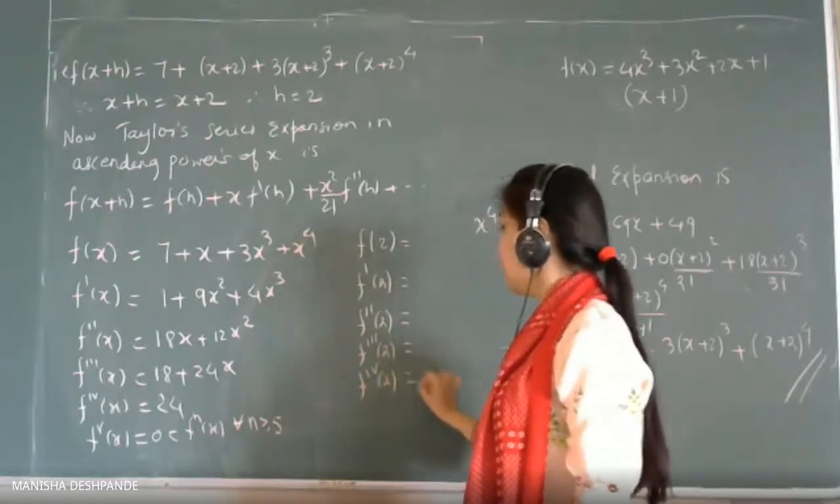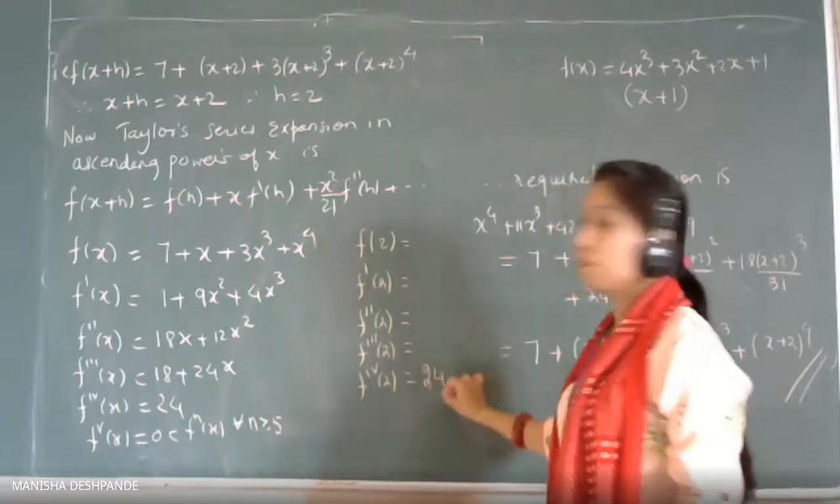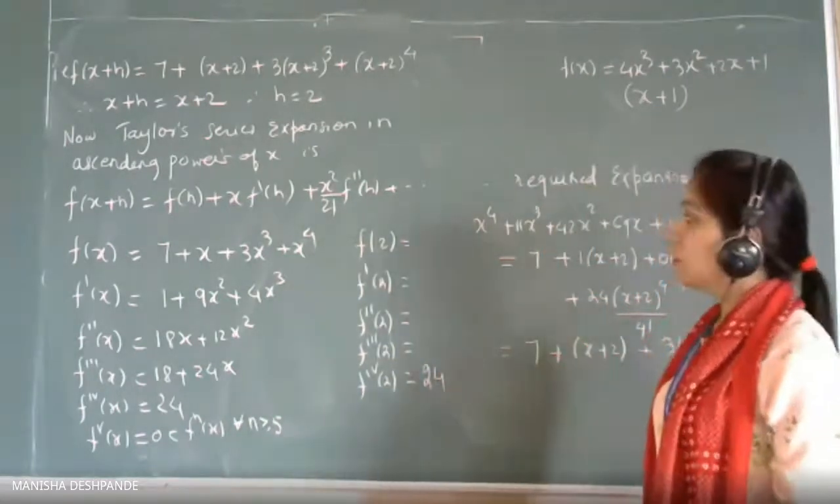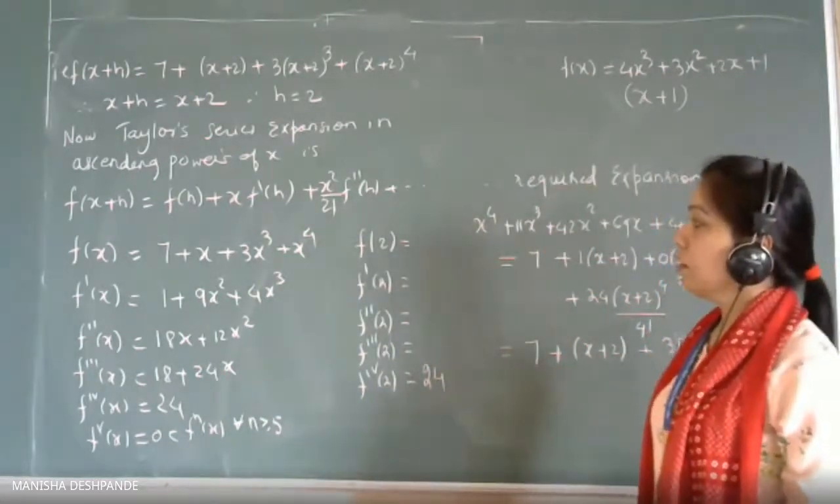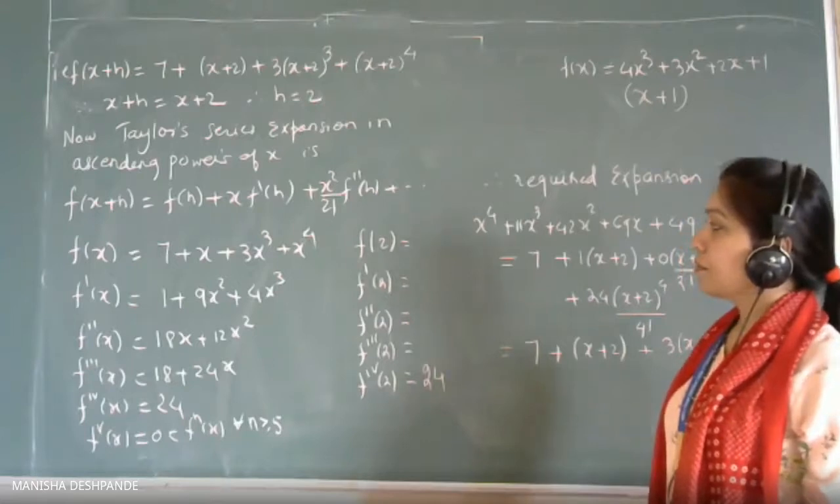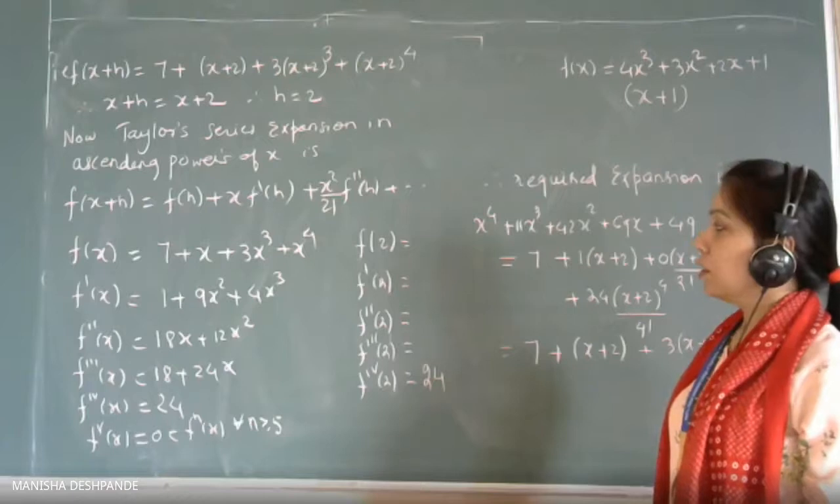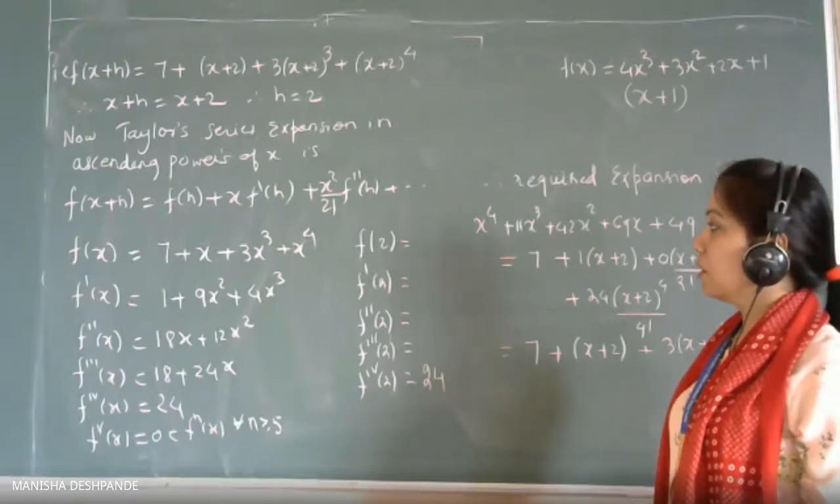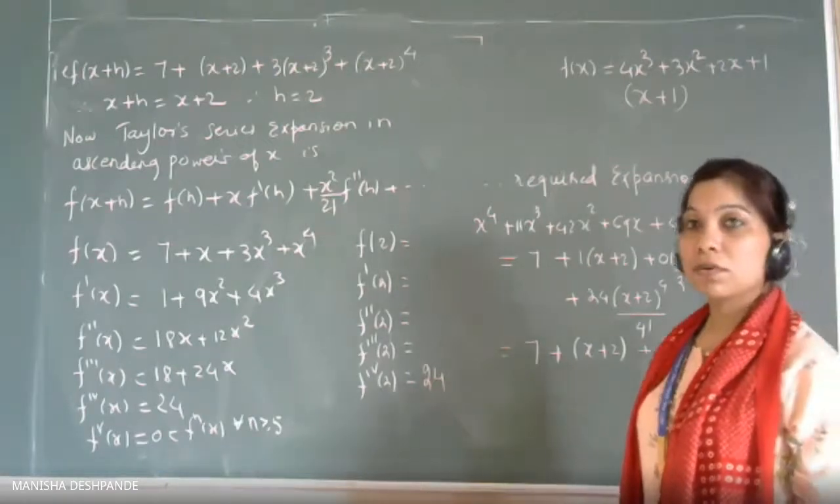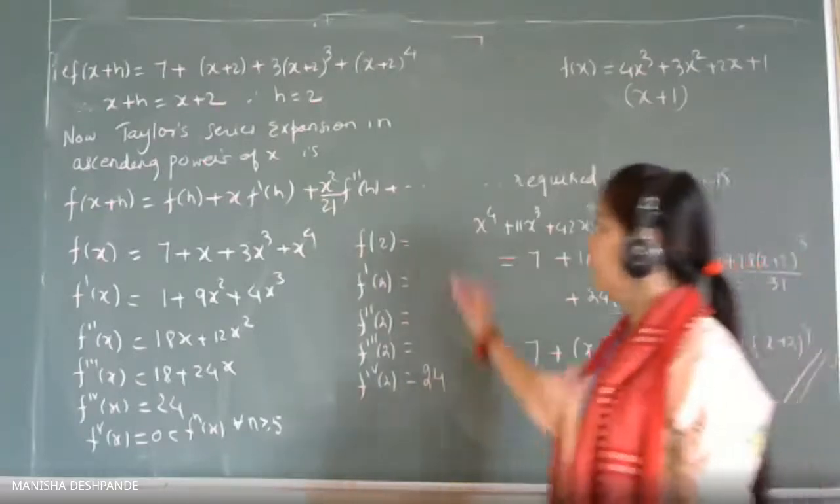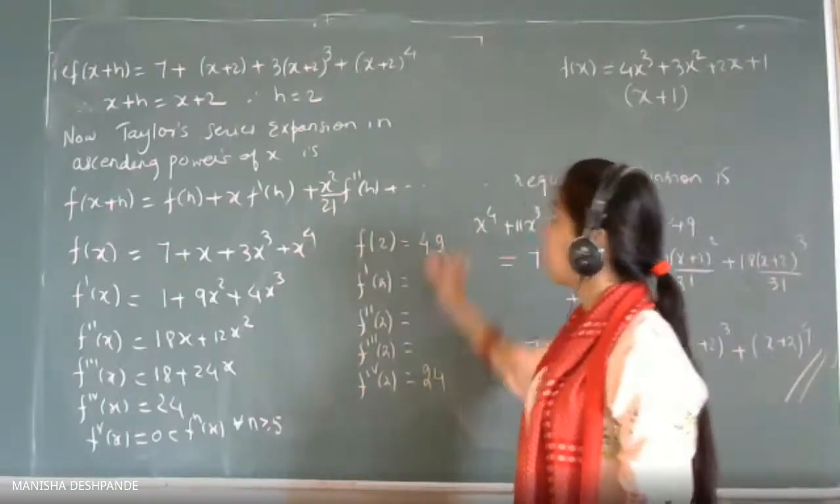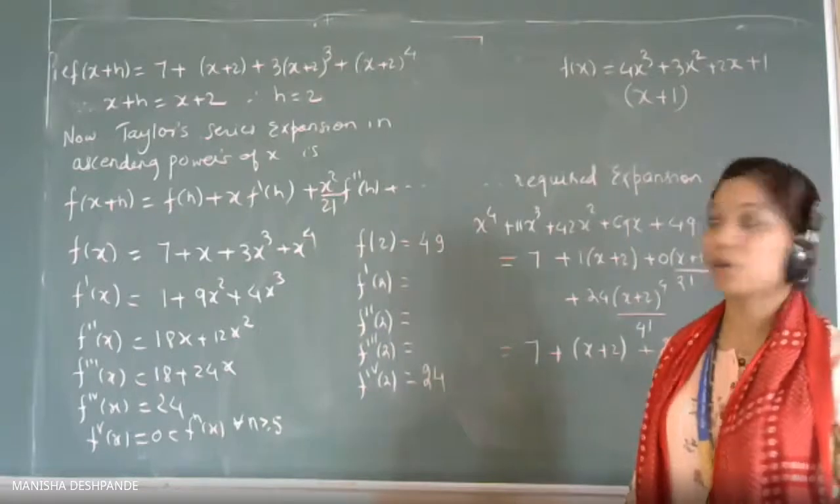Fourth derivative is simple, 24. So what will be f of 2? 9, 8, 24, plus 16, 40 plus 16. 49. It is 49? That was the answer, na? It should be 49. Okay. Next.